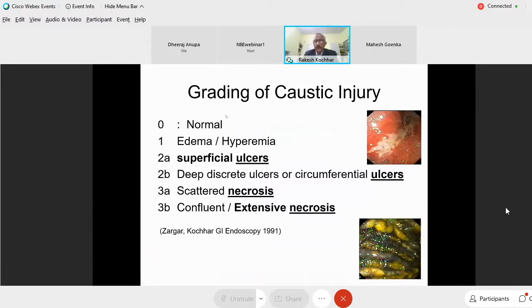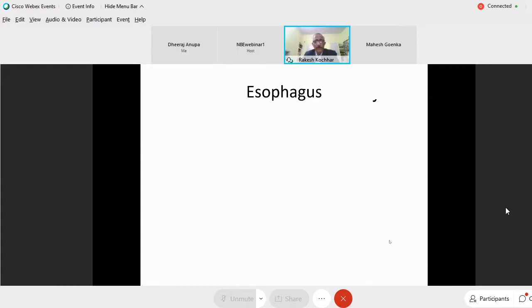So this is how you will describe caustic injury, which is a common injury, because patients with grade 3B injury are the ones who may perforate and they need to be taken care of differently.